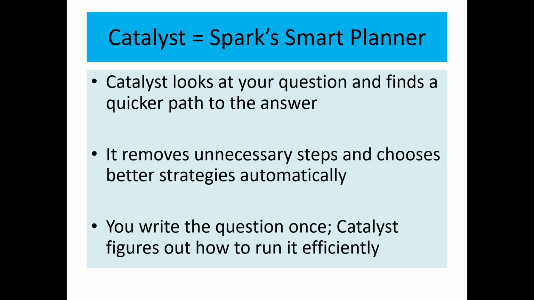Catalyst looks at your queries and finds a quicker path to the answer. It removes unnecessary steps. Suppose in your script you have added a few steps which are not required. It chooses better strategies automatically. You write the query once, and Catalyst figures out how to run it efficiently. So suppose you have written your script. The Catalyst optimization technique will plan accordingly and find the efficient way to process it.